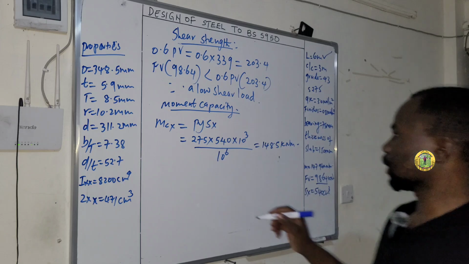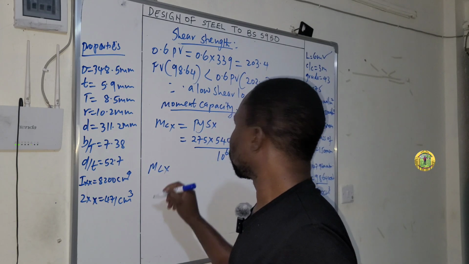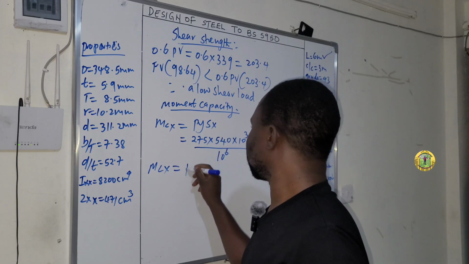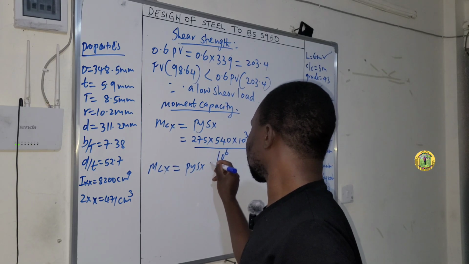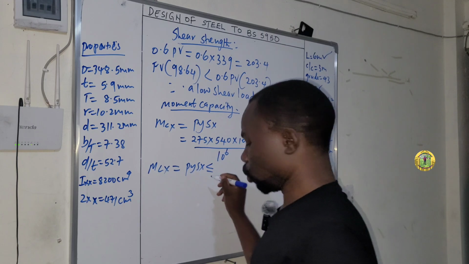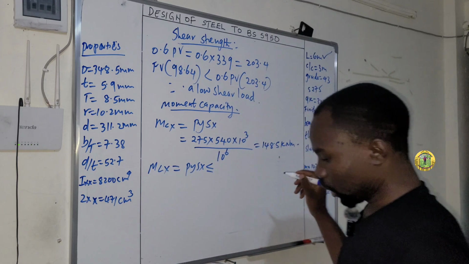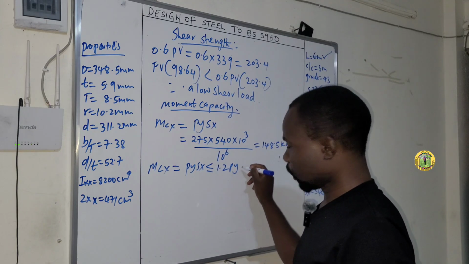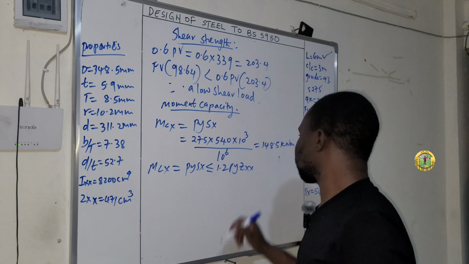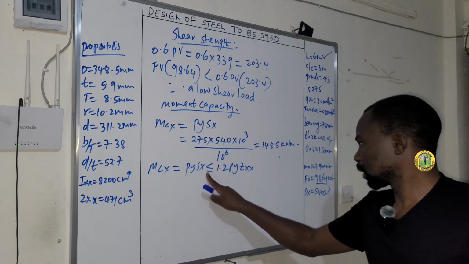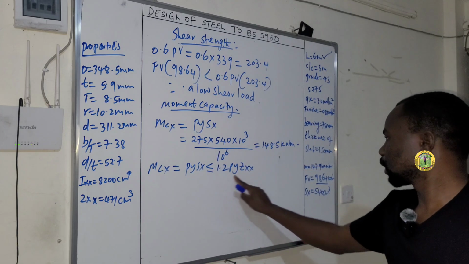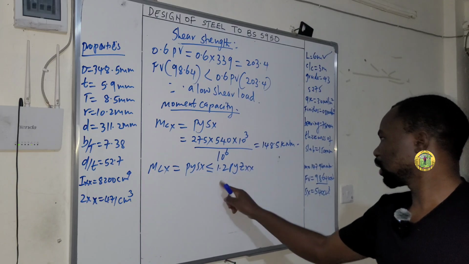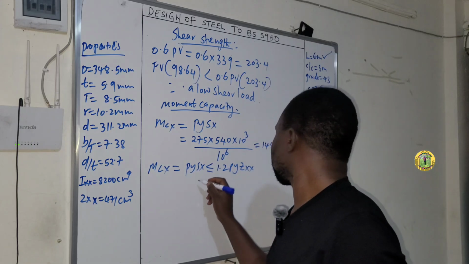So for moment capacity for a low shear load, it should be in the range. This one is given by this formula, Py Sx, so it should be less or equal to 1.2 Py Zxx, or the value that will be obtained by this formula.